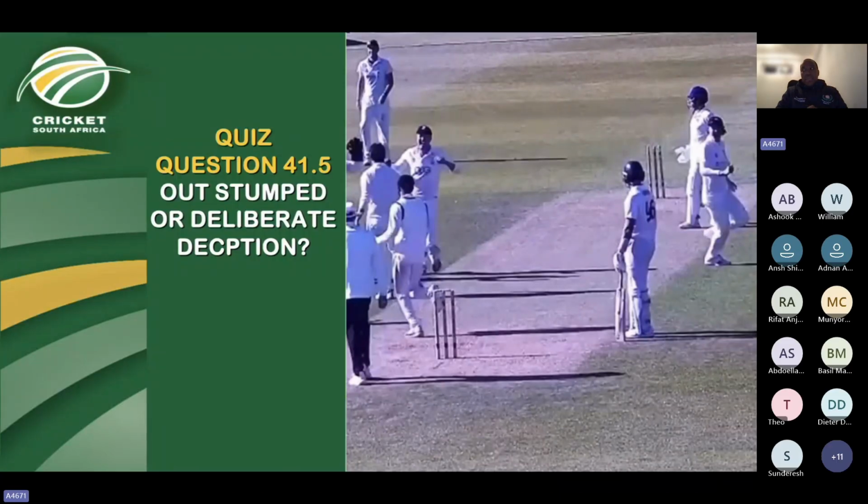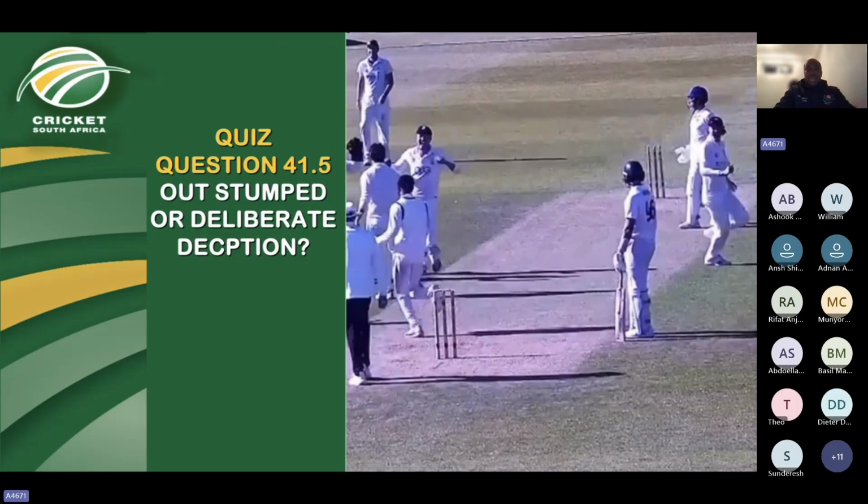The batting side will be awarded 5 penalty runs. The run in progress, even though they have not crossed, will count. And the batters at the crease will decide who faces the next delivery. And we shall inform everybody and report the matter to the governing body in charge of this particular match or tournament. So definitely not out. Deliberate deception by the wicketkeeper. 5 penalty runs awarded to the batting side. Okay.